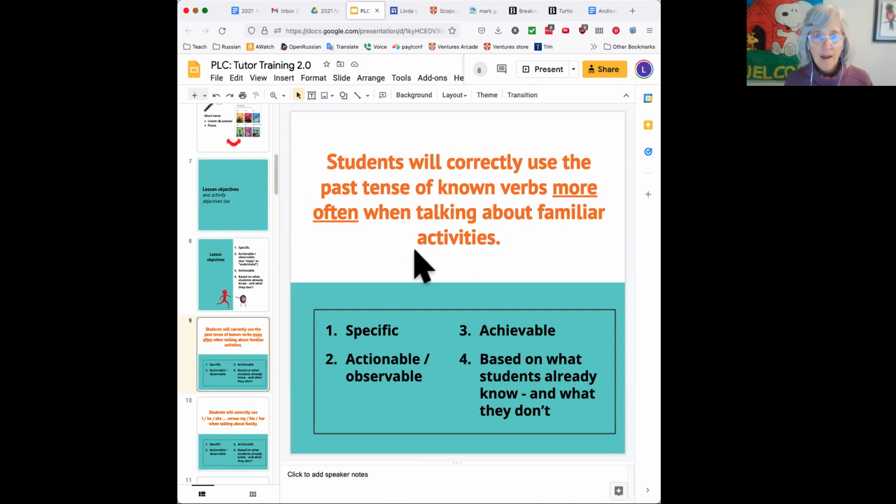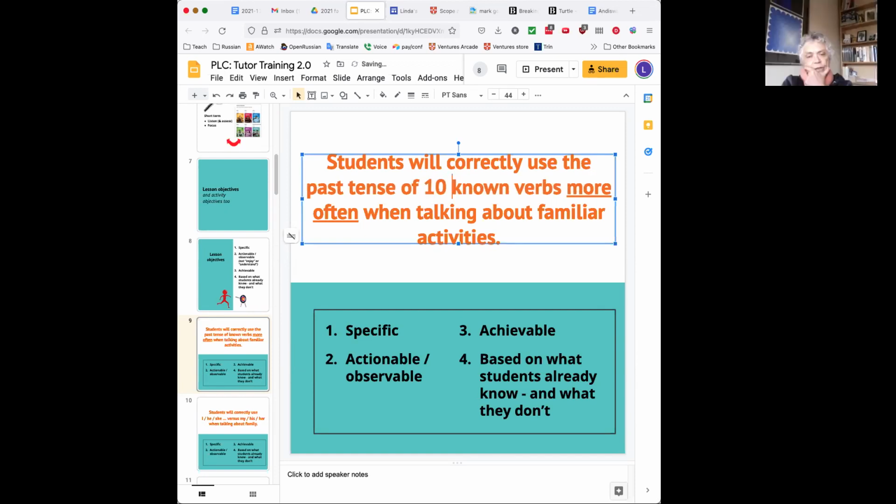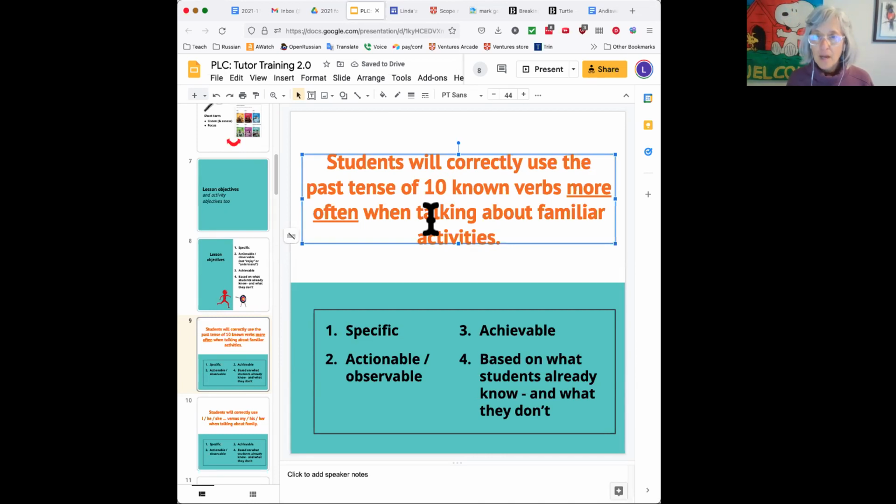I get it. I think you could say, students will correctly use the past tense of 10 known verbs. Ah, there we go. Okay, that's the objective. That's good. It's very specific. And you can list the verbs. Exactly, you can list the verbs.